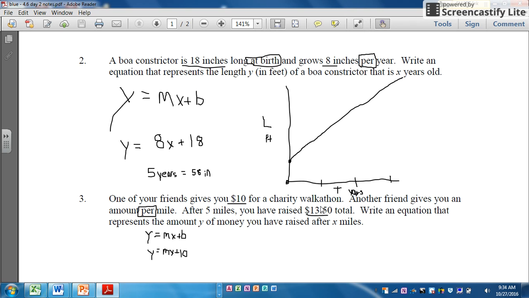So now we need to find the slope of this line. So how are we going to do that? Well, if we raised $13.50 total, if the one friend gave us 10, that means the other friend must have given us $3.50. Okay? But they're giving us per mile. So this was after 5 miles. So $3.50 for 5 miles.